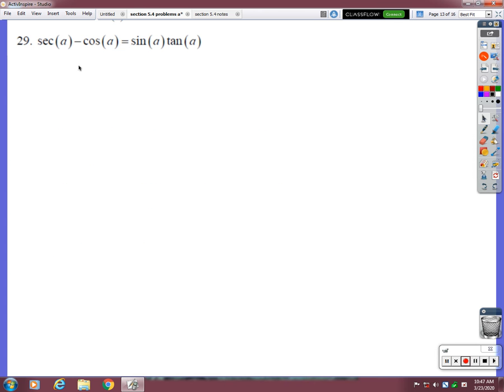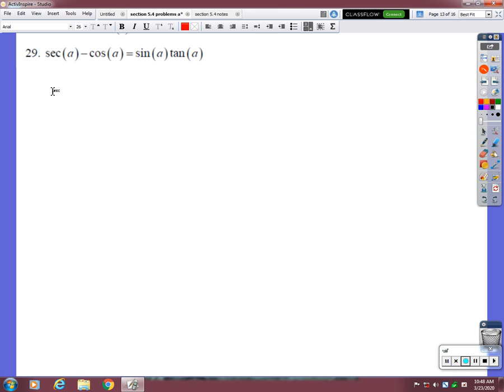Alright, so when I see this, this makes me want to change everything into sine and cosine to start with. So secant is 1 over cosine, minus, oh, I guess this is just going to stay as cosine, and then that equals sine, which stays as sine, times tangent, which I'm going to rewrite as sine over cosine.